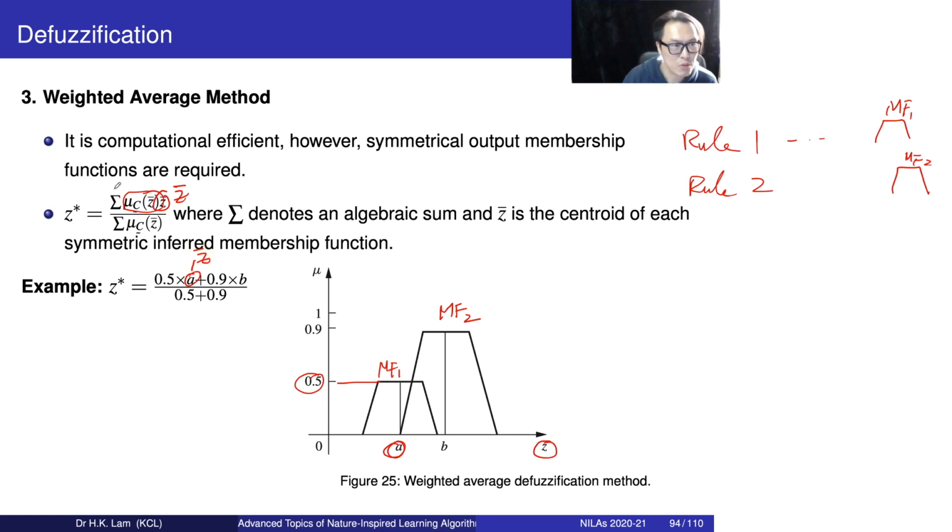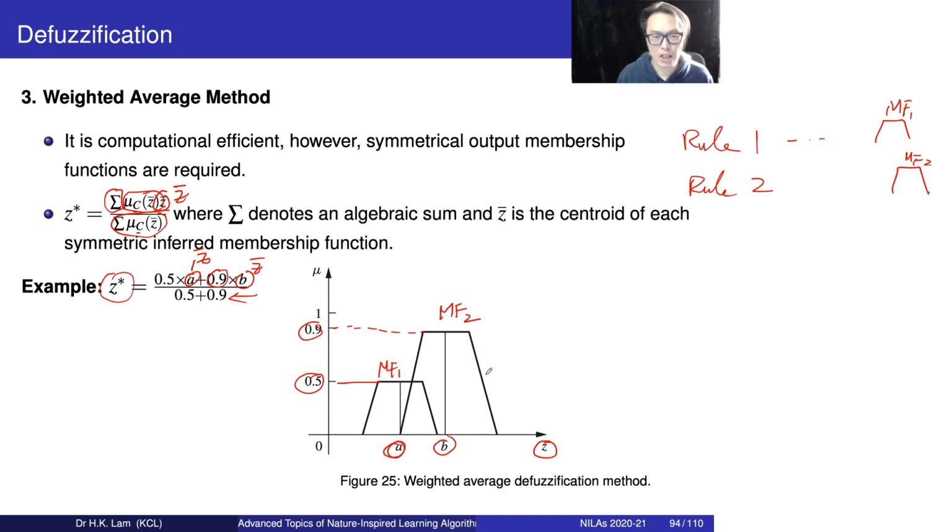Now plus, because we have the summation sign right here, we move on to the next trapezoid, and then mu c for this one is 0.9. So this is 0.9, and then times b. This is z bar for membership function 2. And then the sum of the membership grades, that is 0.9 plus 0.5. So we come up with something like that. And then once we know a and b, we can compute Z star, that is the defuzzified value of this output membership function. Okay, now right here, we do not do rule aggregation.